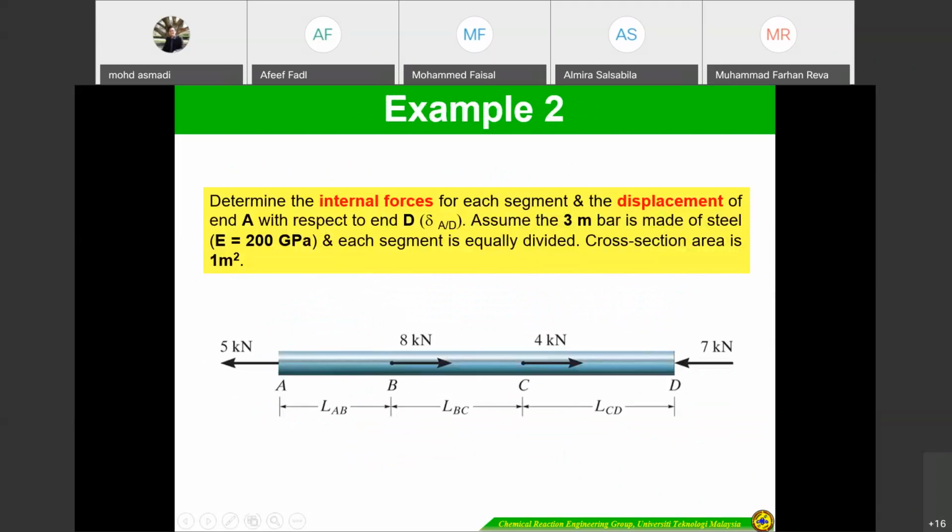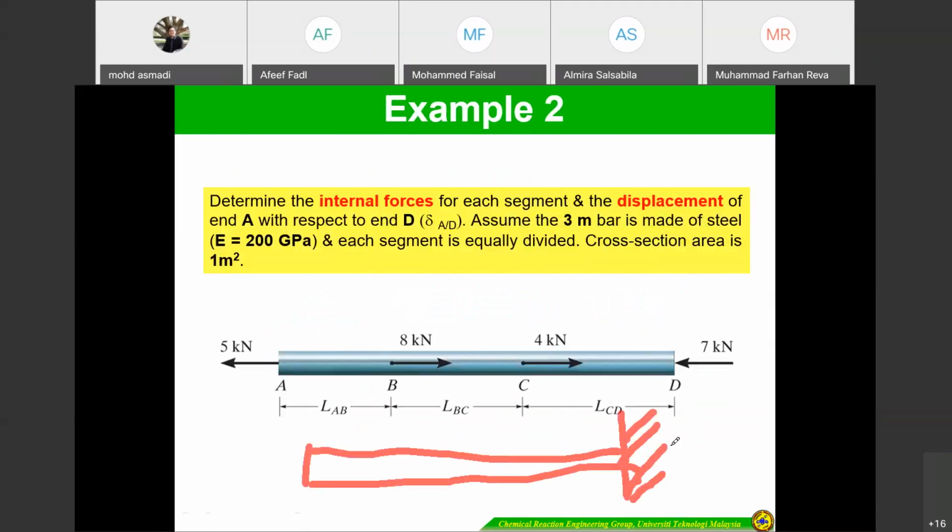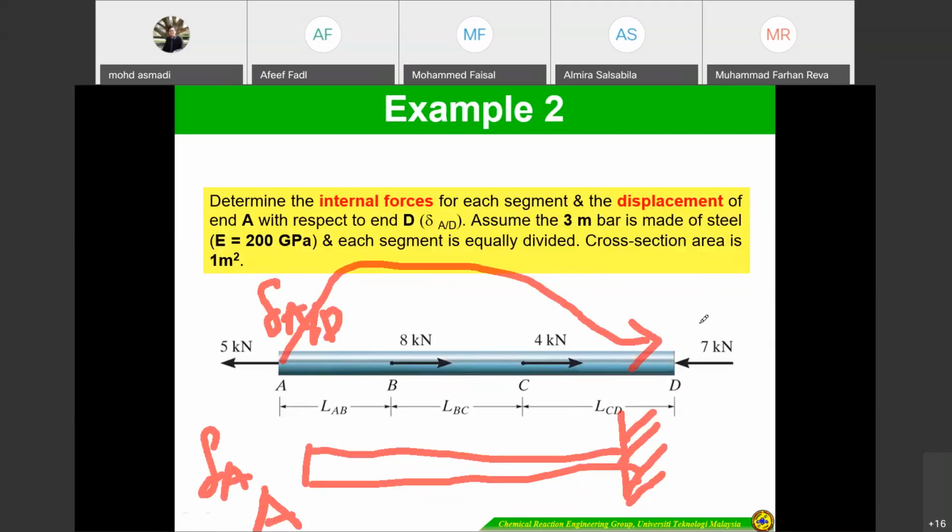The meaning of that one is that point D is the fixed point, the fixed support, on the wall. So you just do displacement at point D. But with subscript AD, this is with respect to point D. We assume that point D is a fixed support.